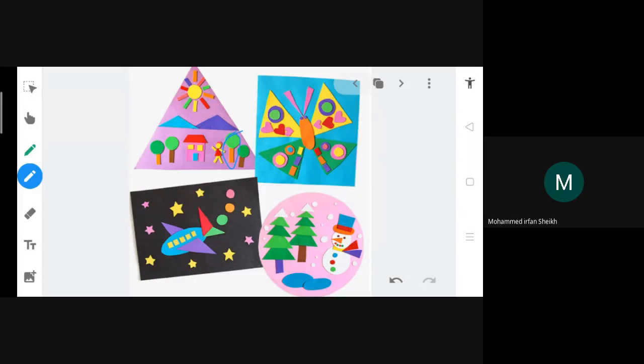Circle. And for the trunk, the downside trunk? Rectangle. Very good. Okay, you can see this aeroplane. They have used oval, then triangle, and then for the window, square. Okay, ma'am.